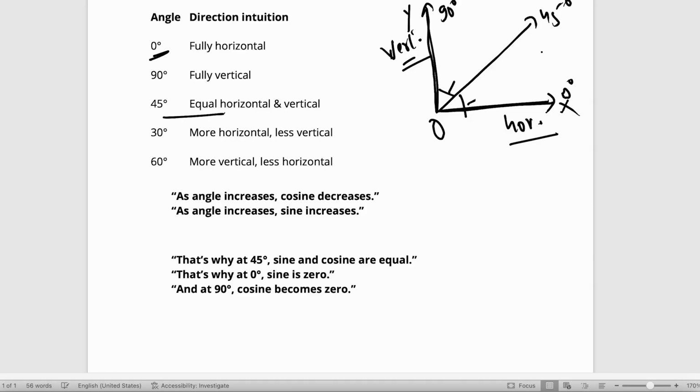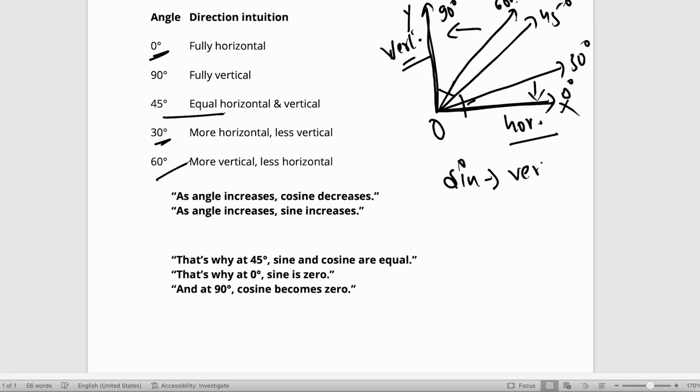A 30 degree angle is more horizontal, less vertical. This will be 30 degree. Similarly, when we draw an angle of 60 degree, it is more vertical and less horizontal. 30 degree was more horizontal and less vertical, whereas 60 degree is more towards vertical, which is the y-axis, and it is far away from the horizontal x-axis.